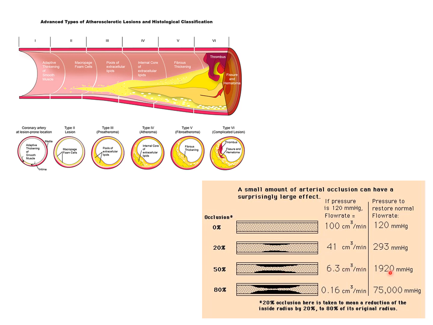With 95% loss of blood flow, we would have to have close to 2,000 millimeters of mercury in order to reestablish normal flow rate there. We get to 80%, you can see less than 0.2 cubic centimeters, it would take 75,000 millimeters of mercury pressure to restore. And we see beyond 80%. We see sometimes 95%, which means essentially zero blood flow.